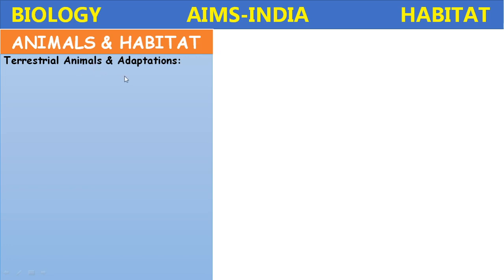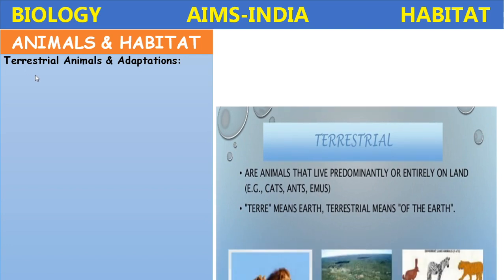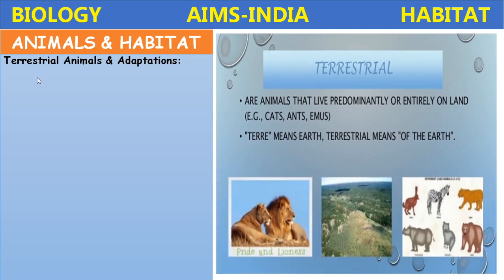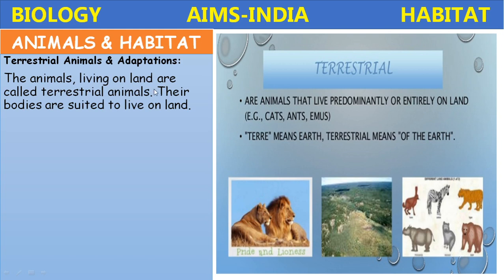Terrestrial animals and adaptations. Terrestrial animals are the animals that live predominantly or entirely on land. There are a maximum number of animals which can live on land, such as dogs, cats, rats, and wild animals like lion, deer, zebra, etc. The animals living on land are called terrestrial animals. Their bodies are suited to live on land.